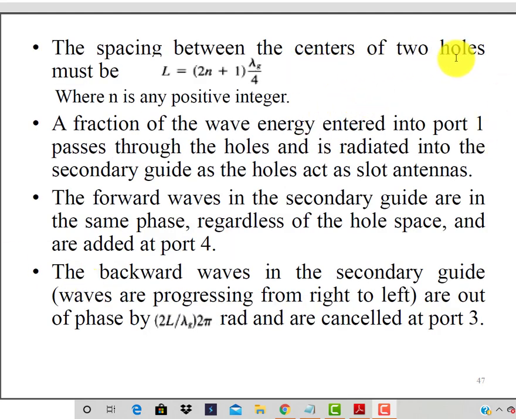So the spacing between the two holes must be (2n+1) λg/4 in order to observe cancellation of the power at port 3 and the sum of the power at port 4.